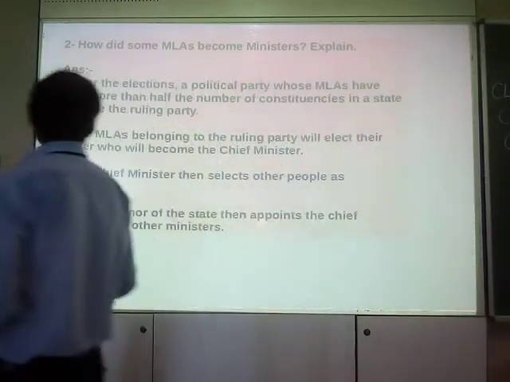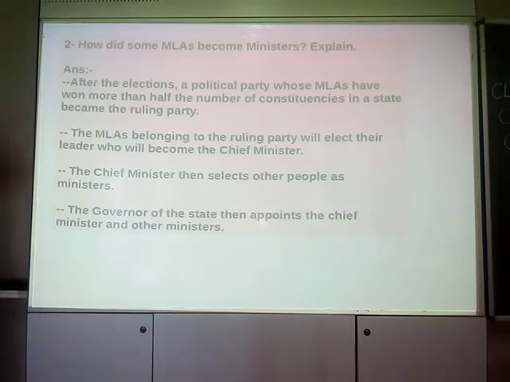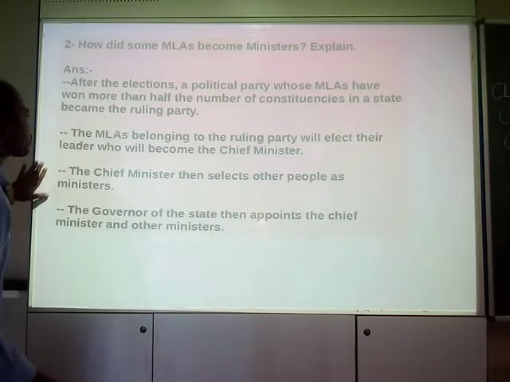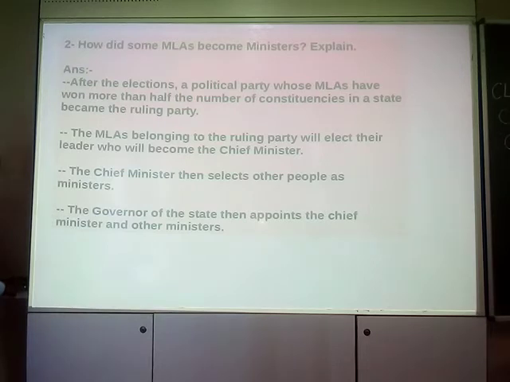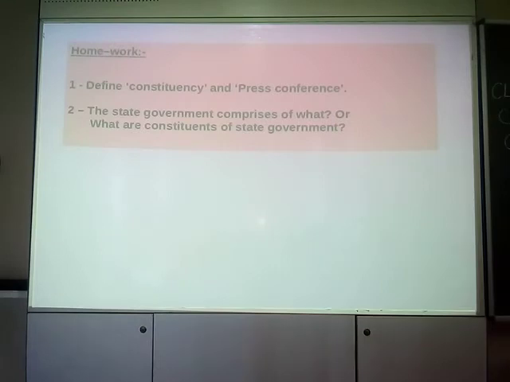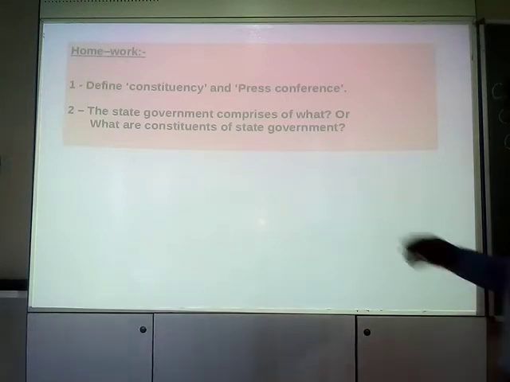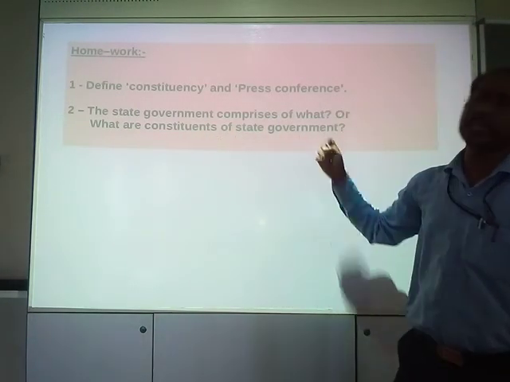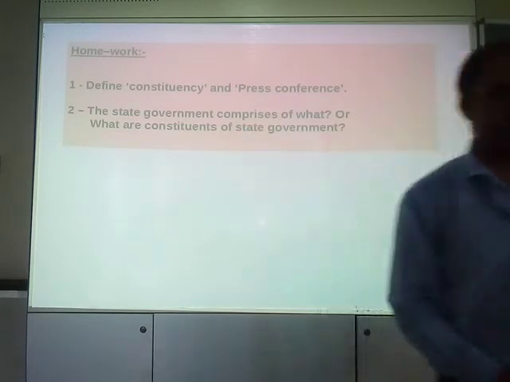Clear? I don't think there will be any problem. These things are written in a very simple, straightforward, brief way, straight to the point. Now it's time for your homework. Note it down. You have to define constituency and press conference. And another question is, what does the state government comprise of? You have to tell of what elements the state government is made up of. In other words, what are the constituents of state government?